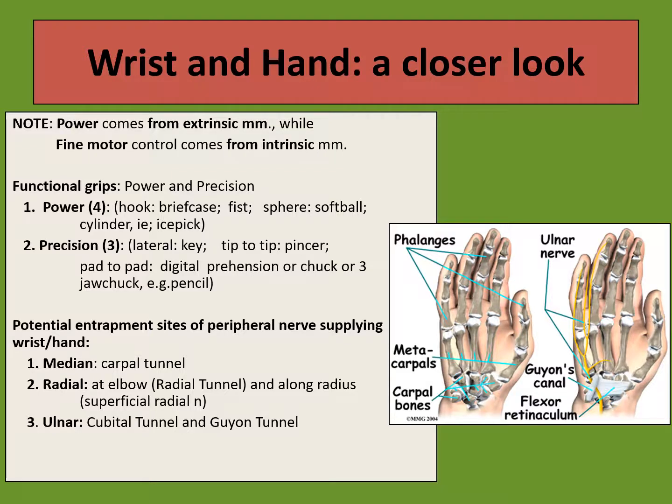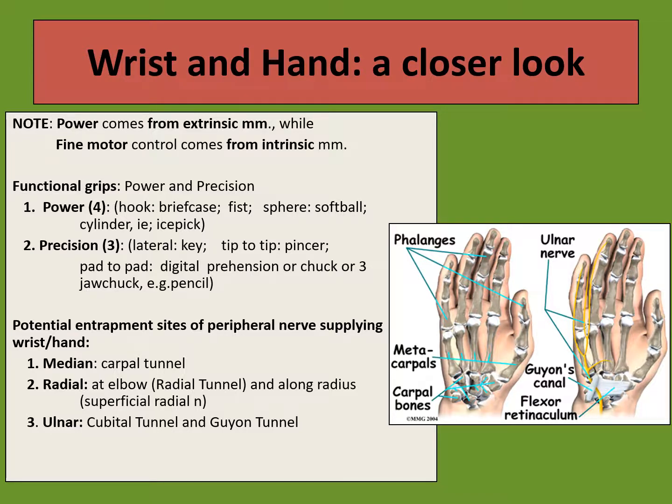There are 3 nerves that supply this area. The median nerve, which is going to be on the palmar surface, the first digit, second, third, and halfway through the 4th digit, and through the palm of the hand. As we talked about, it travels through the carpal tunnel, so that is a common site for entrapment or irritation.